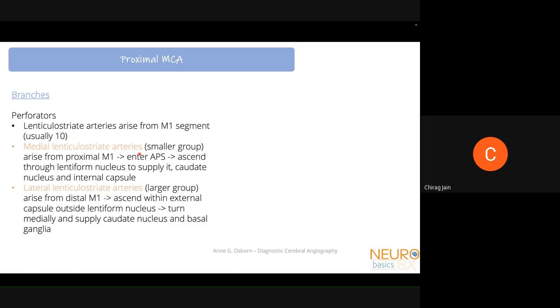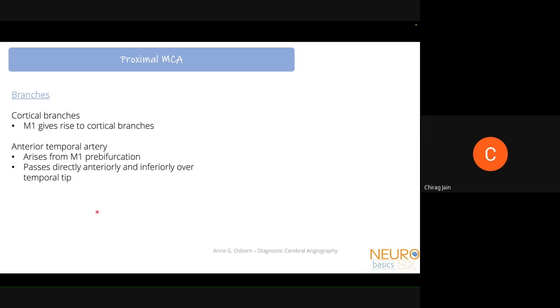They will enter the anterior perforated substance and go through the lentiform nucleus and supply the lentiform nucleus, the caudate nucleus, and the internal capsule. But the lateral arteries, on the other hand, will arise from the distal M1. They are more in number, and instead of going through the lentiform nucleus, they will ascend outside the lentiform nucleus, and then they will turn medially and supply the basal ganglia.